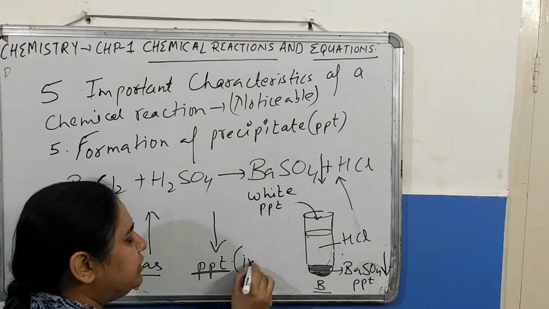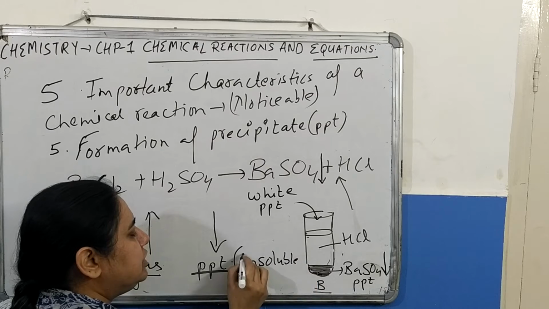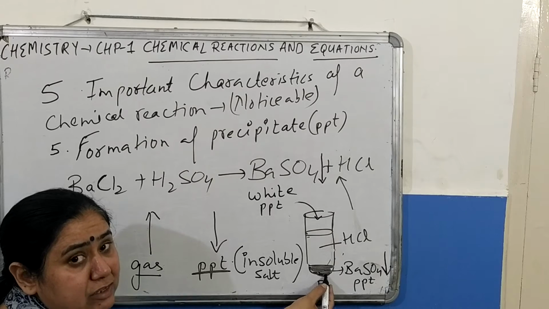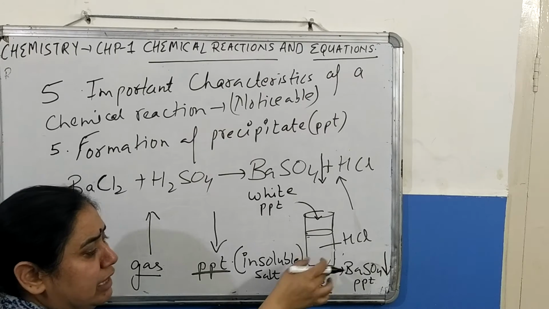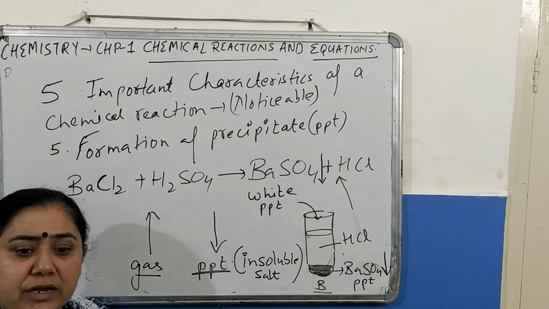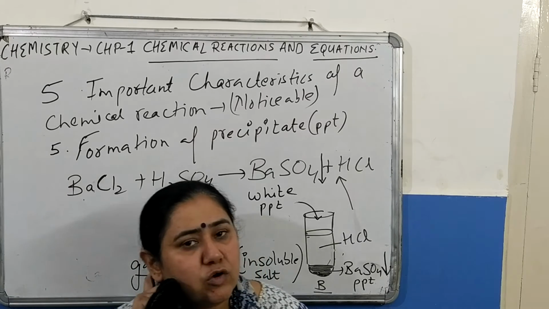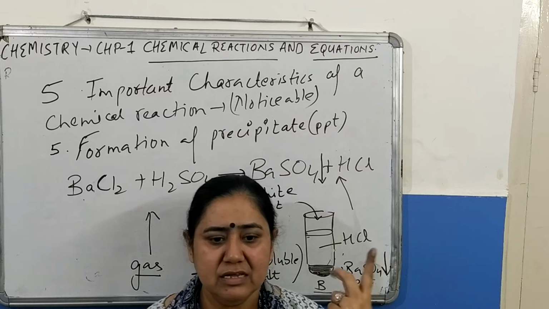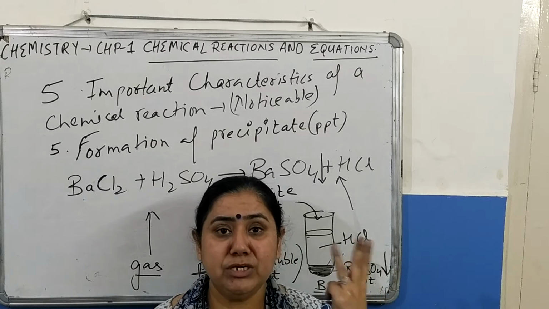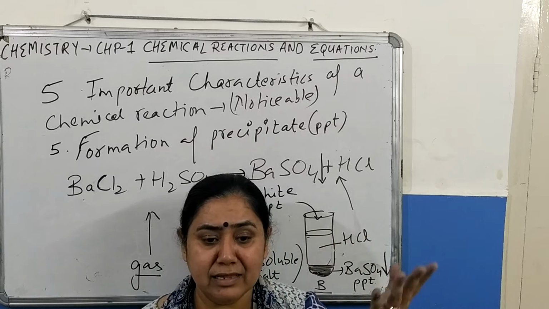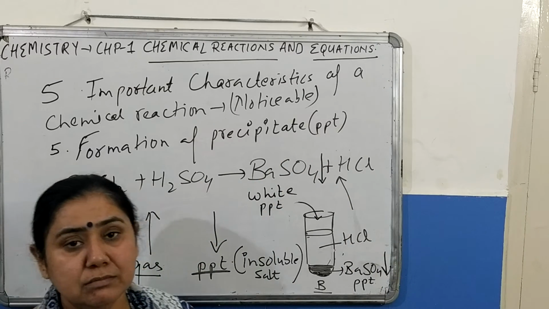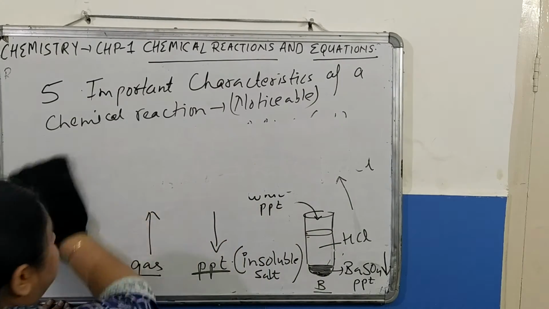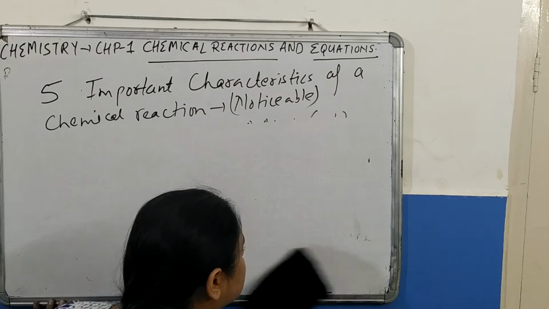And if you look up this term in your dictionary, you will see it is written insoluble salt. So, insoluble salt. It is not getting soluble here. It is settling down at the bottom of the test tube, right? So, what were the 5 characteristics of a chemical reaction? Number 1, I'll speak in random order, evolution of gas. Second was change in color. Third was change in temperature. Fourth was change in state. And the last one we have done is formation of precipitate, right? These were 5 important characteristics of a chemical reaction.